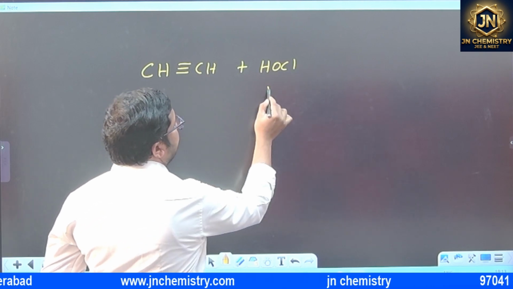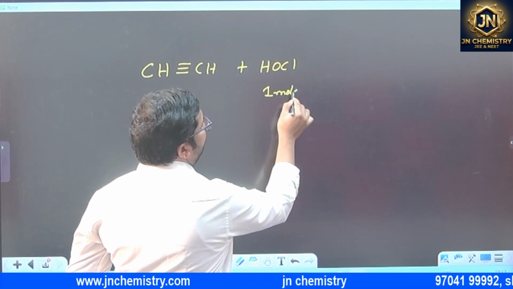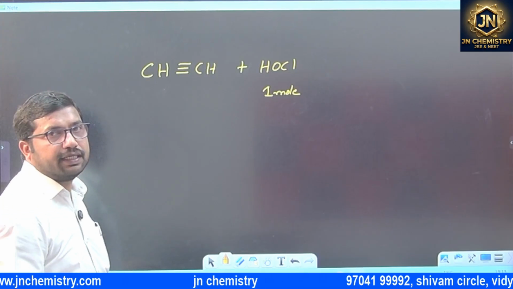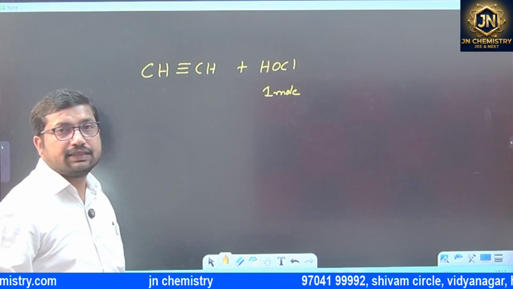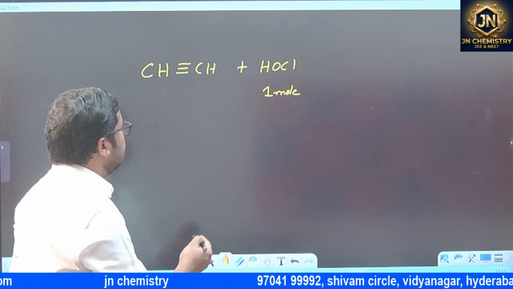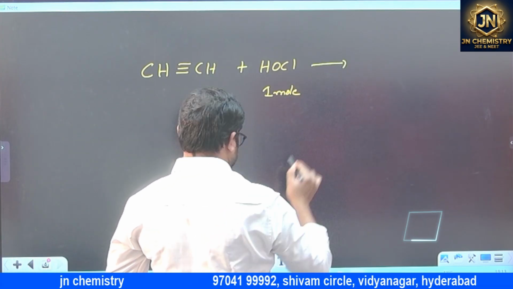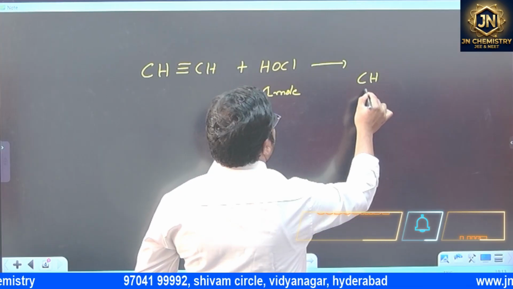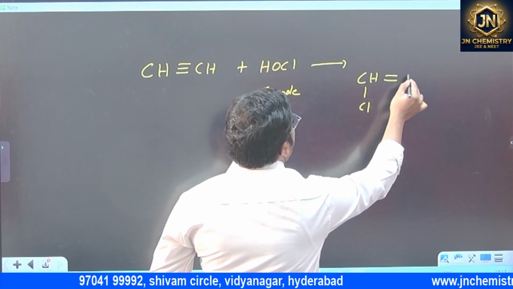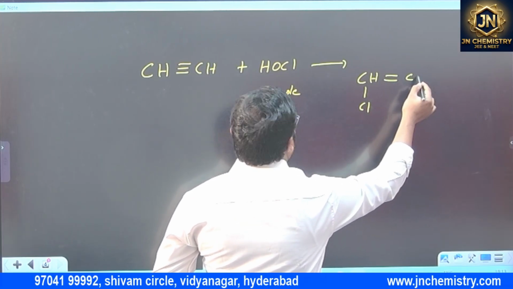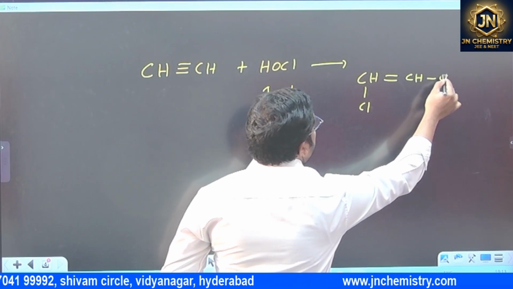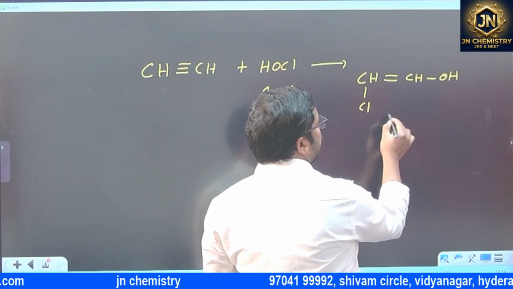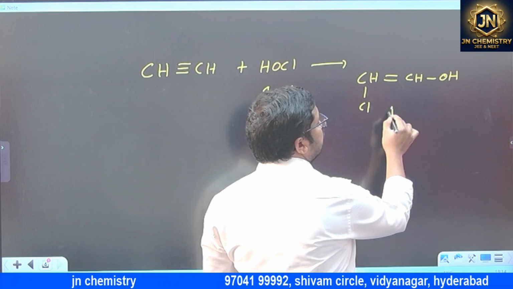HOCl, right? Take 1 mole, only 1 mole. So HO⁻ and Cl⁺. For example, CHCl=CHOH. This is the enol form. So can we write the ketone form?